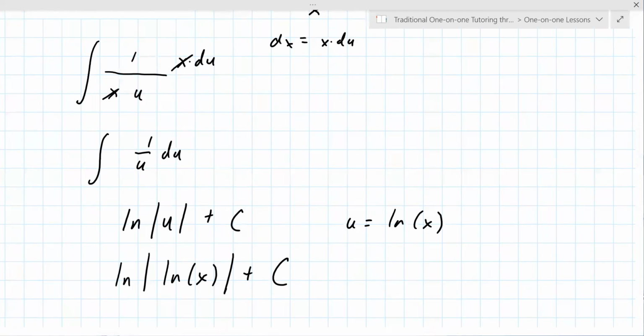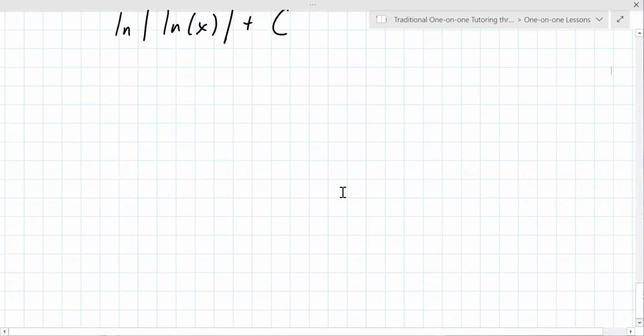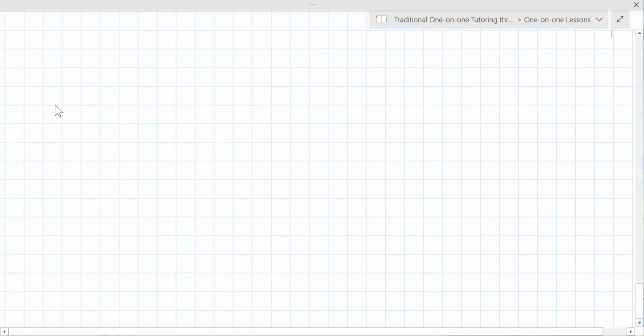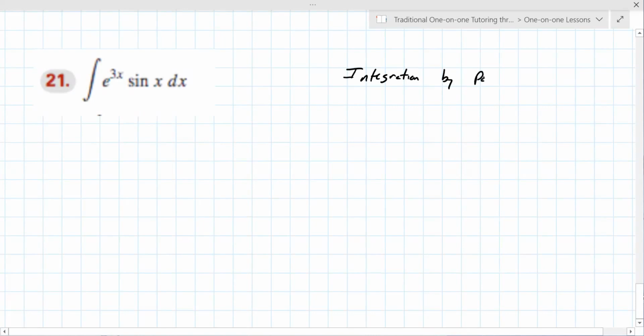Okay, 21. Okay, so 21 is an integration by parts problem. And how do I know that? It's because it's of this form, e to the x times either a sine or a cosine. Those are always integration by parts.